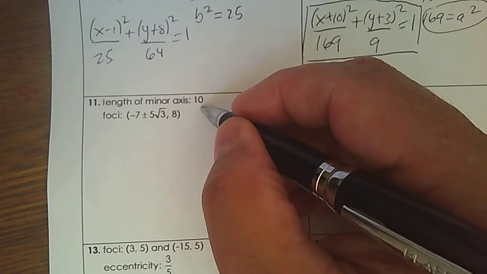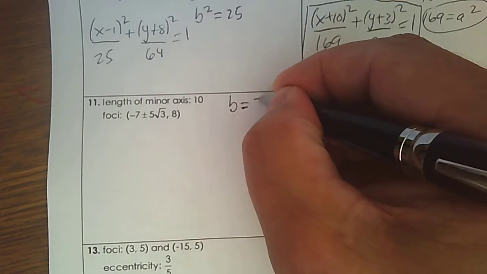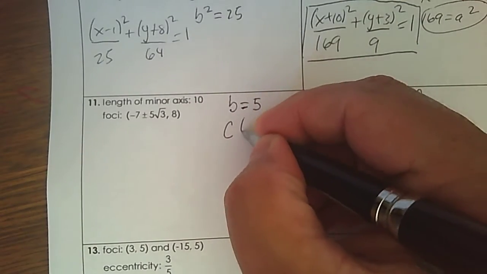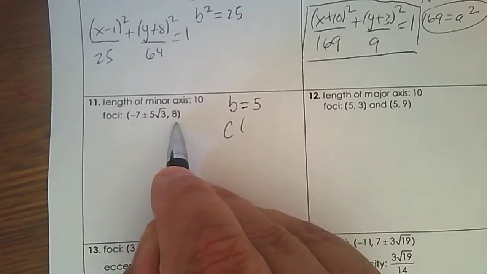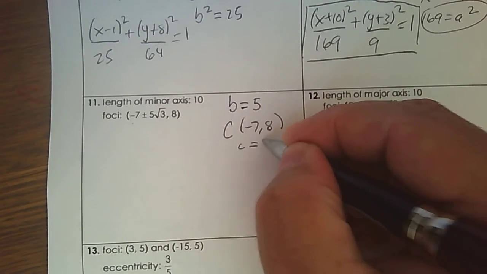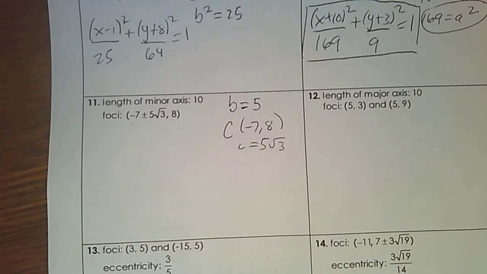The length of the minor axes is 10. So divided by 2, I already know b is 5. If I look at the foci, it's going to give me the center. So look carefully, and the center is at -7 and 8. And little c is 5 root 3. What I don't know is a.